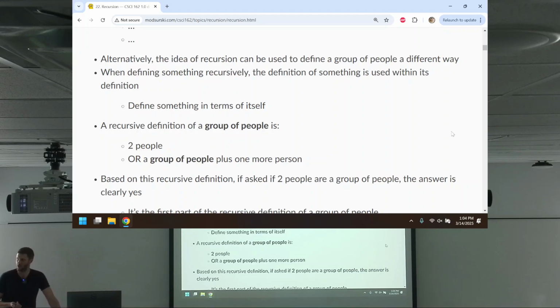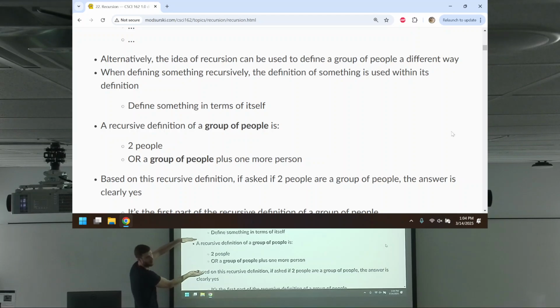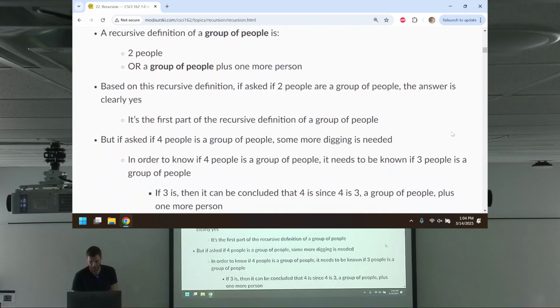So if I ask you the question, is 2 people a group of people? You look at the definition of a group of people, and what do you tell me? Yes. Why? Because it says right there, by definition it is. There's no ifs, ands, or buts. And now I ask, is 4 people a group of people?